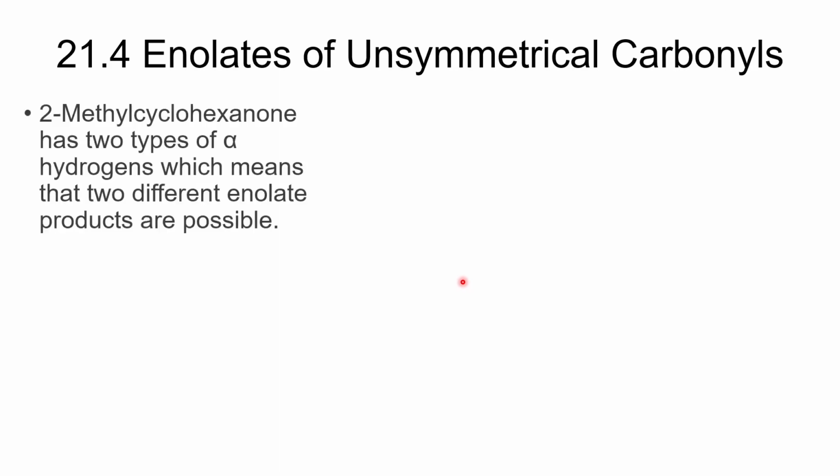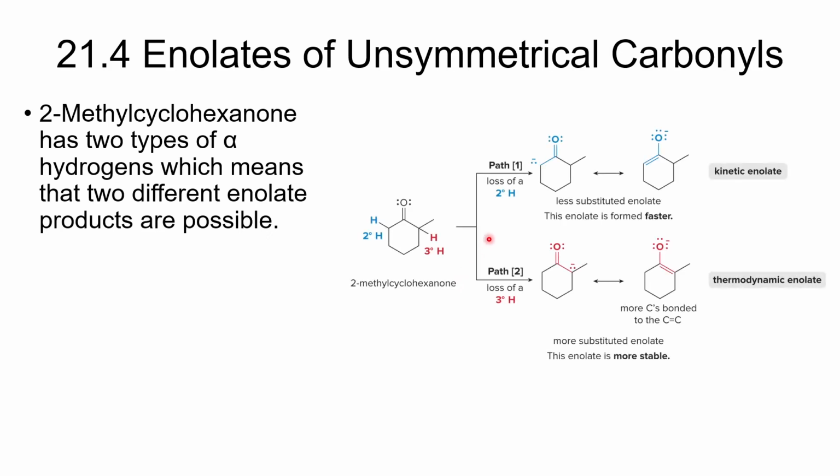Let's do enolates of unsymmetrical carbonyls. So we're going to start with unsymmetrical carbonyls, and we're going to take 2-methylcyclohexanone. Well, there are two potential places that we could deprotonate 2-methylcyclohexanone. We could deprotonate at the 2 position. Let's see. No, at the 6 position here.